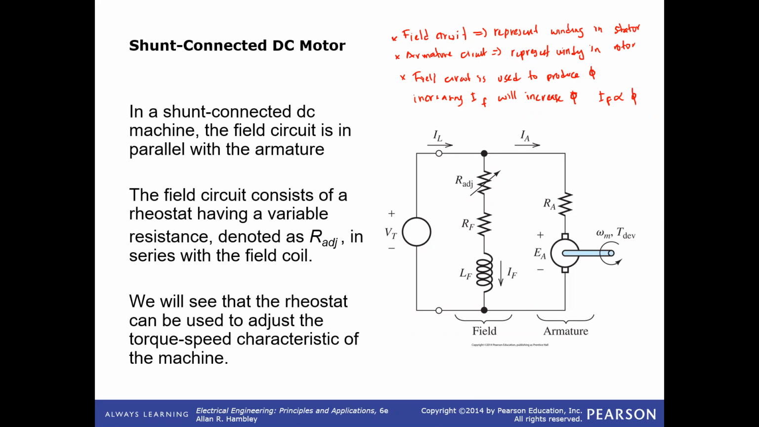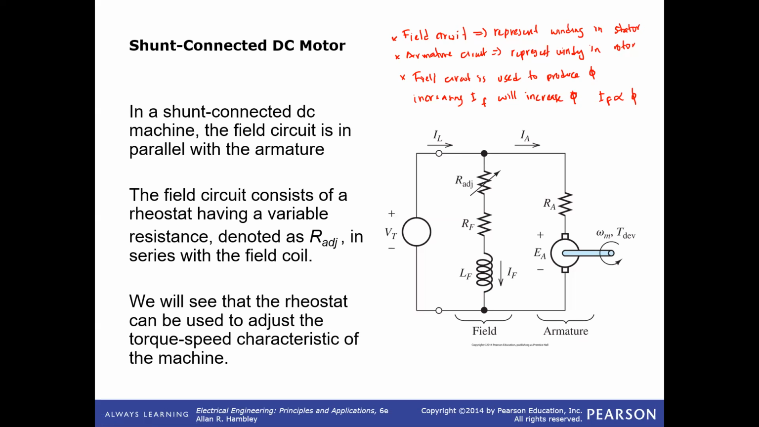So we continue on the DC motor. This is the first DC motor type that will be discussed, which is the shunt connected DC motor. Shunt connected meaning that the field circuit and also the armature circuit are connected in parallel as shown in this figure.